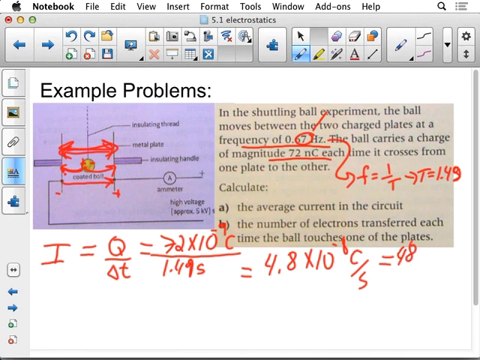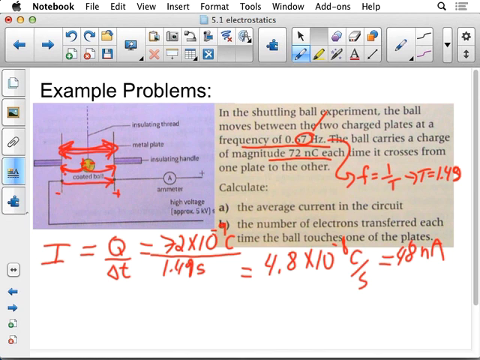Is that the same as 48 nanoamps? Could that be right? We could write it that way, right? Just if we wanted to. You don't have to. And B, the time, the minute, excuse me, how many electrons are transferred each time this happens?